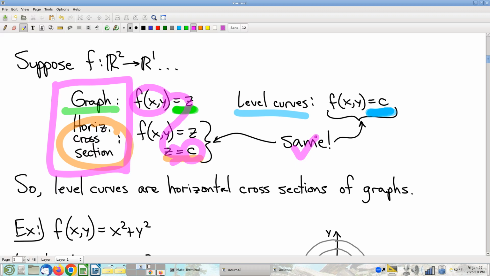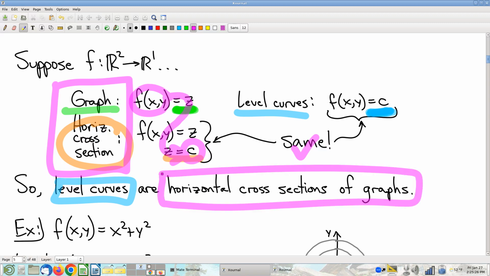So the nice punchline then is that level curves are horizontal cross sections of graphs. And again, horizontal cross sections happening in orange there, and graph happening in green. So I think this is a nice pithy way to keep track of this relationship. Level curves are horizontal cross sections of graphs. And here's an actual example.